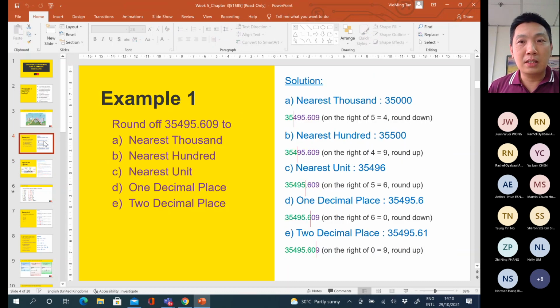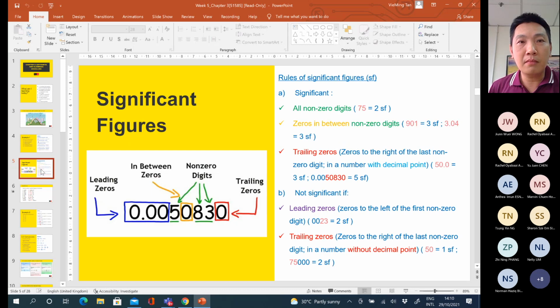Next would be the significance level. We have to identify what the meaning of significant figures is first. Significant figures can refer to all of the non-zero digits. For instance, this one, 0.0050830, the non-zero digits are 5, 8, 3. The green ones are non-zero digits, so all of the green digits should be counted as significant figures.